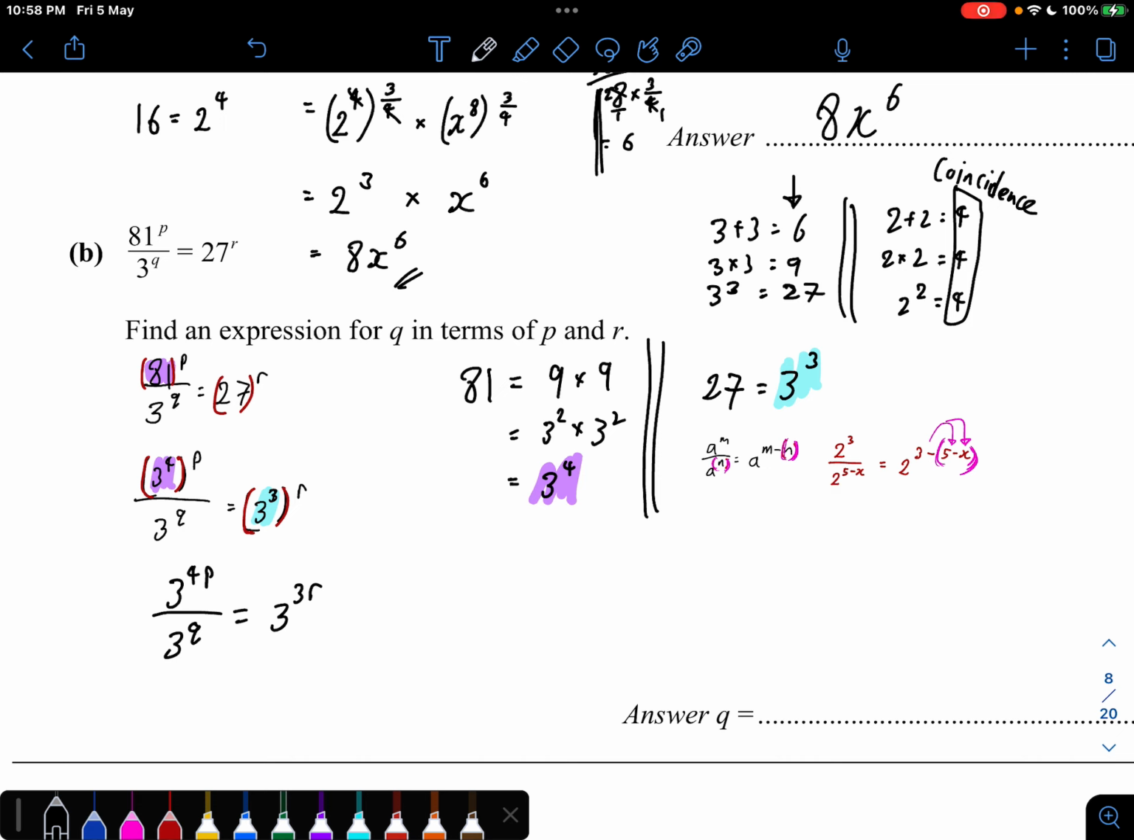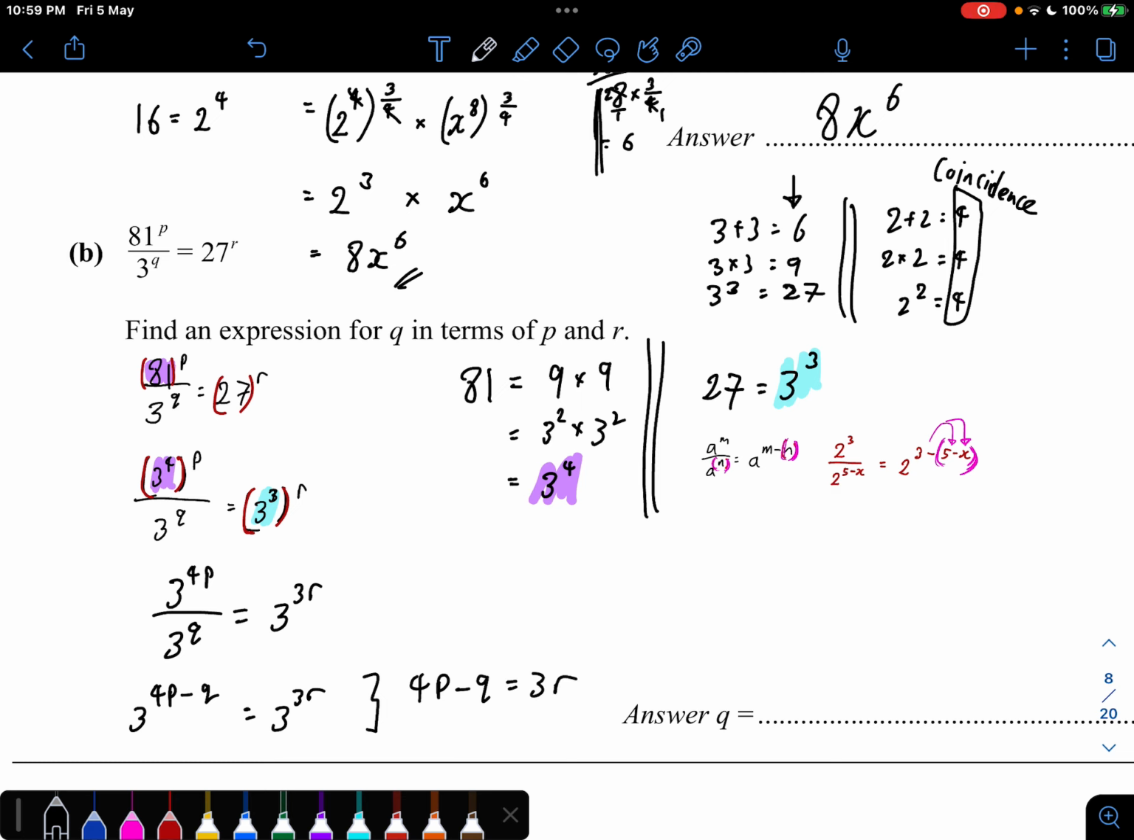Anyways, this 3 power 4p over 3 power q is just going to become 3 power 4p minus q. Of course in this special case, when it's just a single term q, multiplying the negative, you don't need the brackets. Negative times a single term q is just negative q, equals 3 power 3r. Now we did this question in class before. Same base, different power. What do you do now? Equate the power straight away. That's it. 4p minus q equals to 3r.